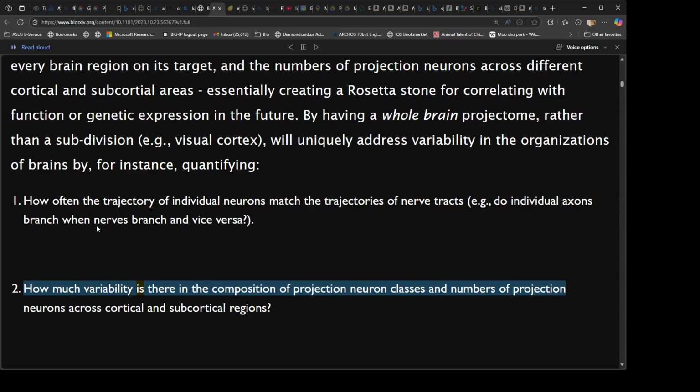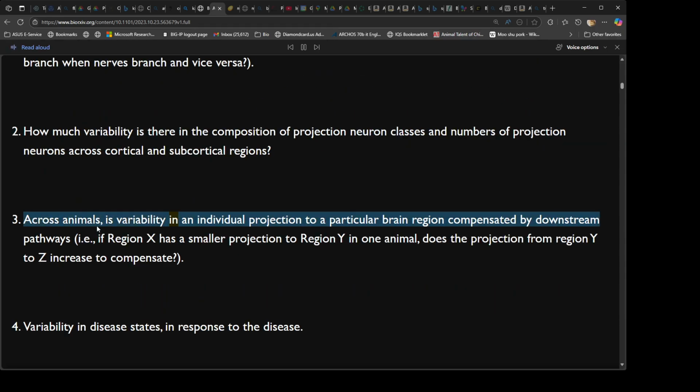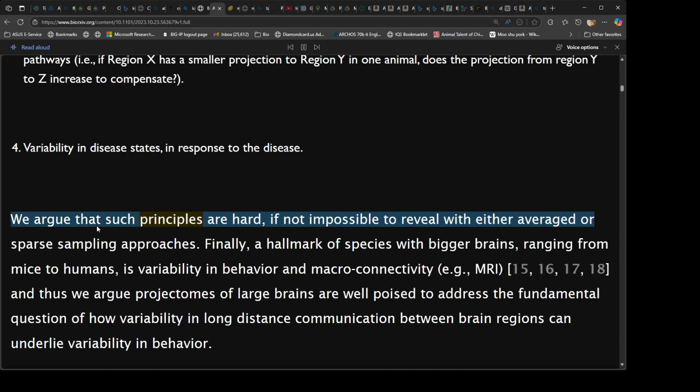How much variability is there in the composition of projection neuron classes and numbers of projection neurons across cortical and subcortical regions? Across animals, is variability in an individual projection to a particular brain region compensated by downstream pathways, i.e., if region X has a smaller projection to region Y in one animal, does the projection from region Y to Z increase to compensate? And variability in disease states in response to the disease. We argue that such principles are hard, if not impossible, to reveal with either averaged or sparse sampling approaches.